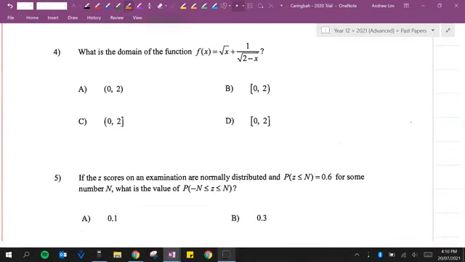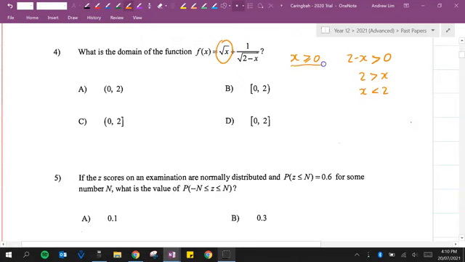Question 4. What is the domain of the function f of x is equal to root x plus 1 over root 2 minus x? Well, according to this one here, x has to be greater than or equal to 0. And according to this one here, 2 minus x has to be greater than 0. It cannot be greater than or equal to 0, because if it was equal to 0, then we'll have 1 divided by 0, and we can't have that. We'll have an error. So that means here we've got 2 is greater than x, or x is less than 2.